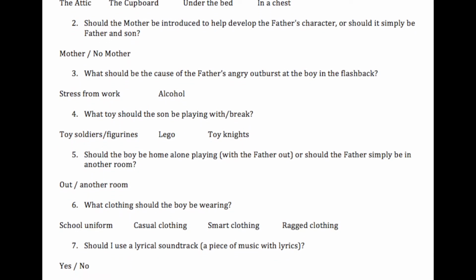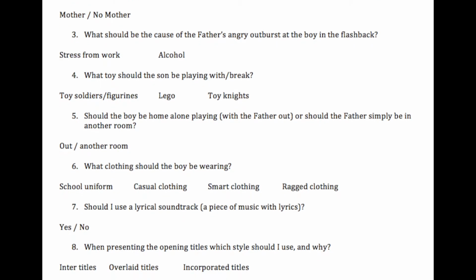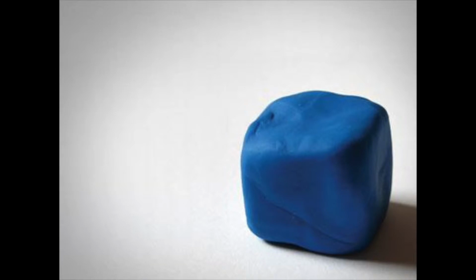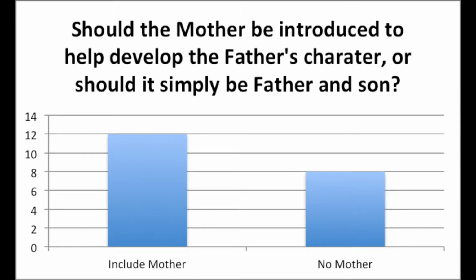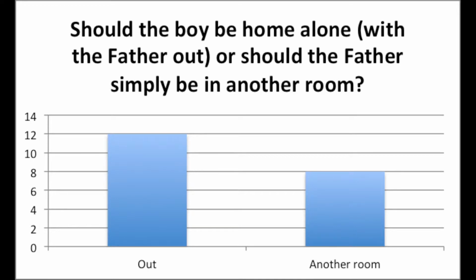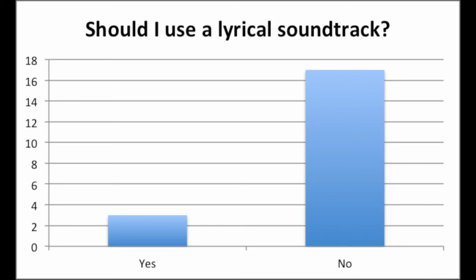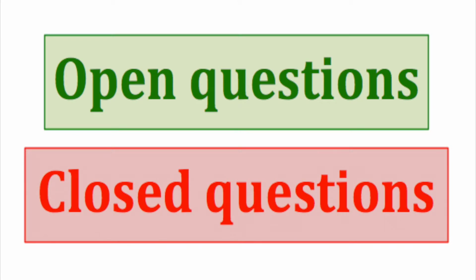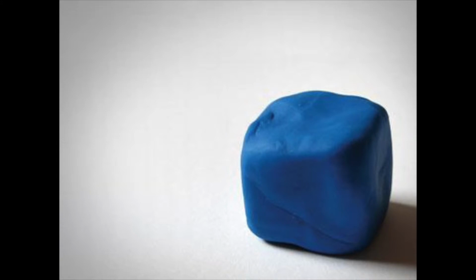My first audience feedback was from a questionnaire about my initial idea, asking questions regarding how I could develop it. This was really useful in moulding my idea, as I was able to make informed decisions like including a mother character, making stress the cause of the anger of the father as opposed to alcohol, deciding that he would be out and returning home when the boy flees, and also that I would include a musical soundtrack and not a lyrical one. In my questionnaire, I asked closed questions to get a clear numerical response so it's easy to shape my idea on their responses.